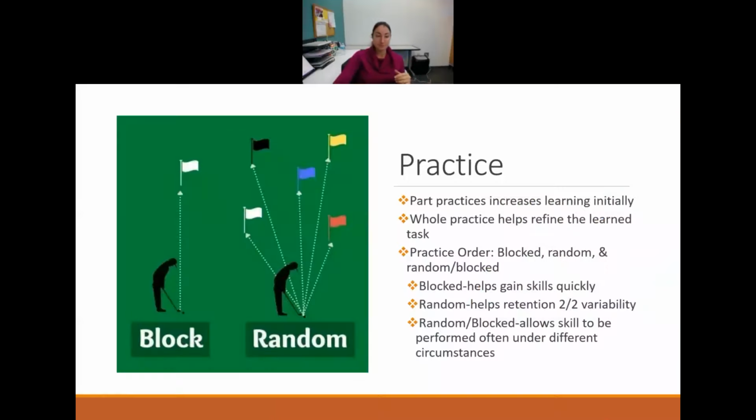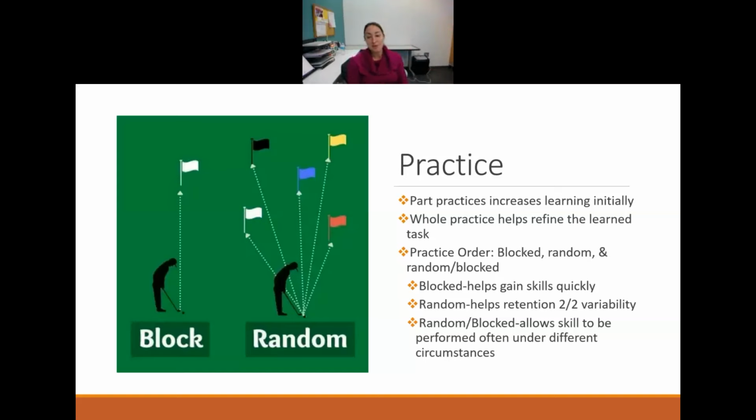During practice, part practice increases learning initially, and then whole practice helps refine the learning. So part practice might be first do this movement, then that movement, and then reach it up. And then whole practice might be making it one steady stream of movement that's no longer broken down.